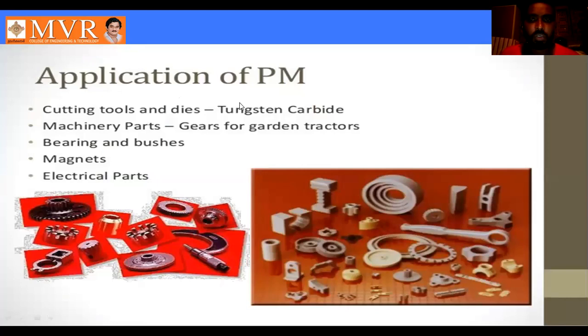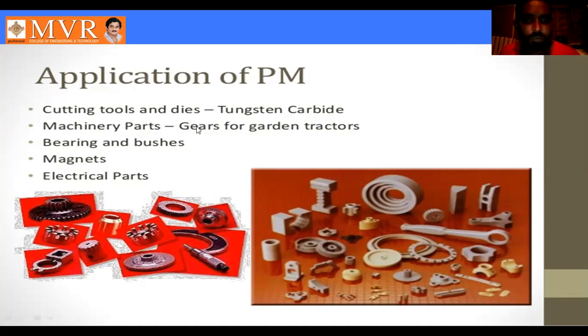So applications: what are the applications of powder metallurgy? We have a doubt also, what are the major applications? Any production industry, any manufacturing industry has some applications. See here some of the applications of powder metallurgy.